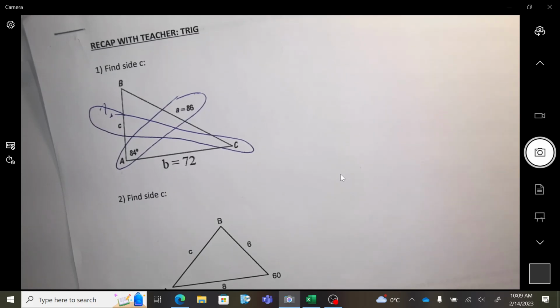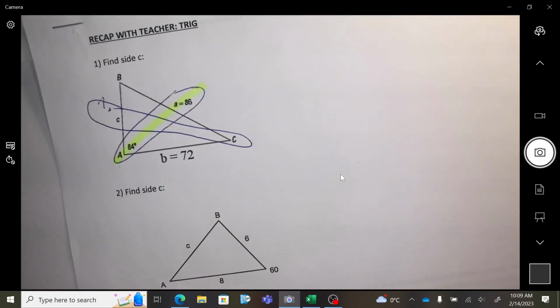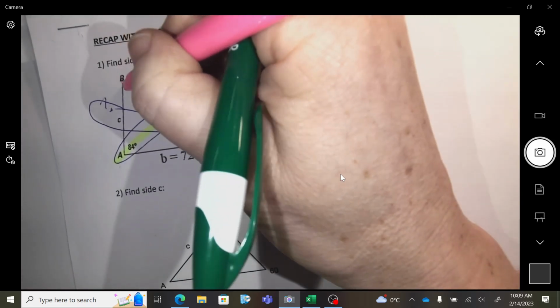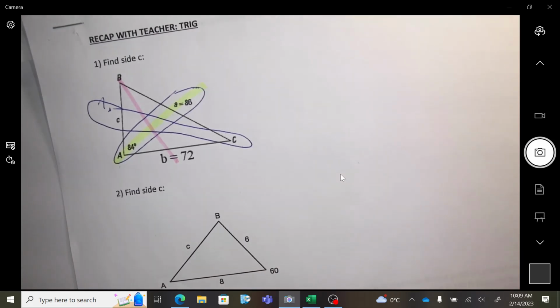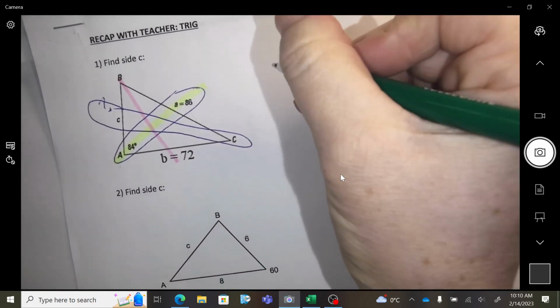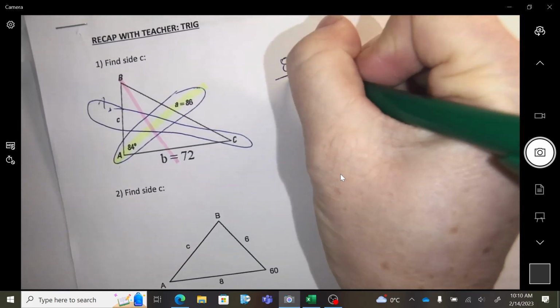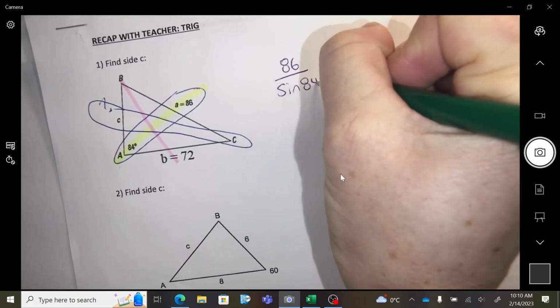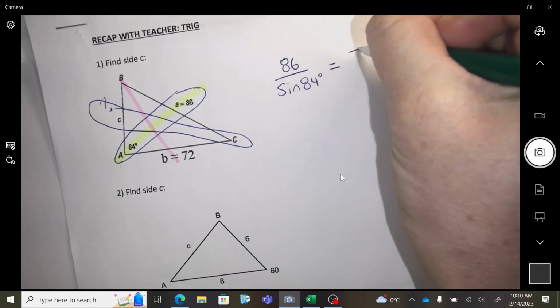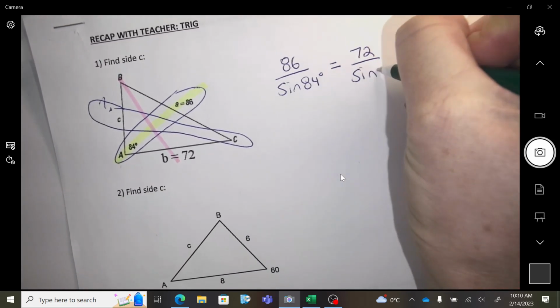What if you double step it? What if I double step it? So repeat sine law twice, you mean? Yep. Okay, I'm going to do that pair, actually, and I'm going to use the B, because I have to use the 72. It's the only other thing I have. So 86 over sine 84 equals 72 over sine angle B.